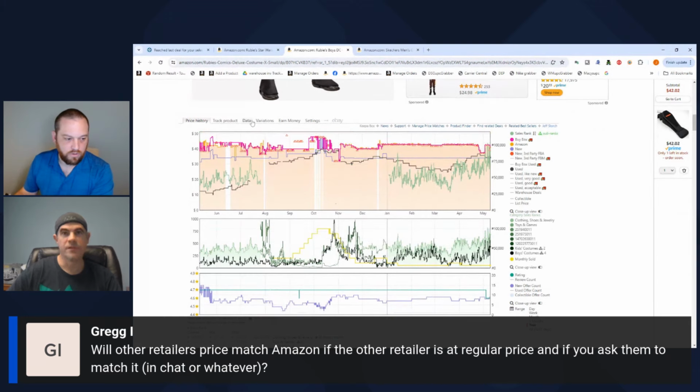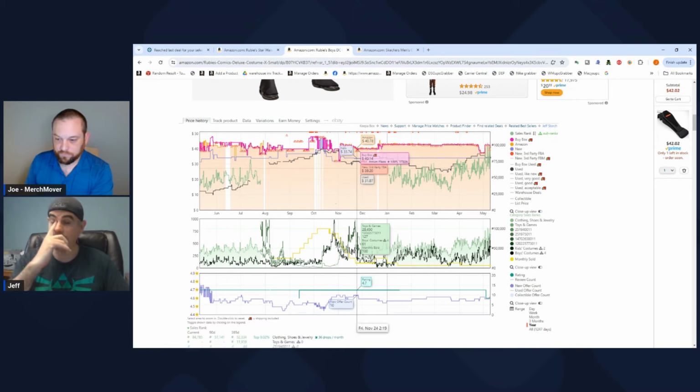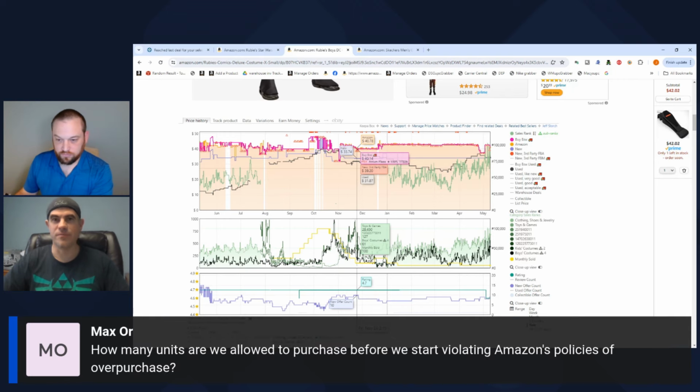Okay. Will other retailers match Amazon if you ask them to match it in chat or whatever? That's a good idea. I admittedly have never tried that. I'm lazy, I guess. I'll just do a quick Google search. If it's there and I can buy it, I do. But I haven't tried that, and I honestly don't know their policy. I guess there's some of them.